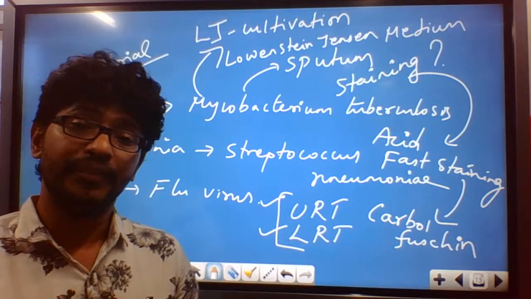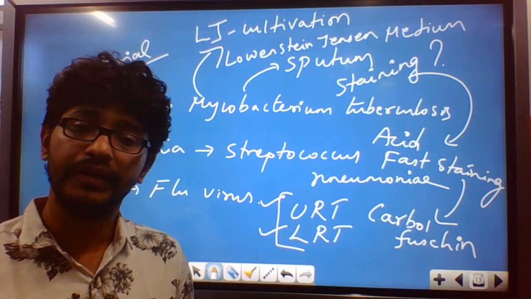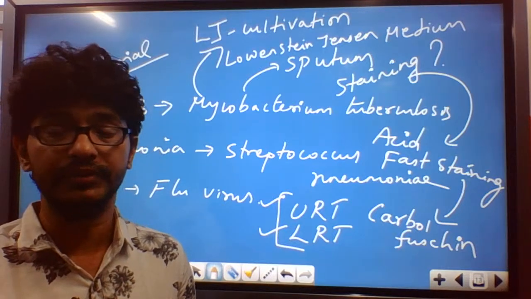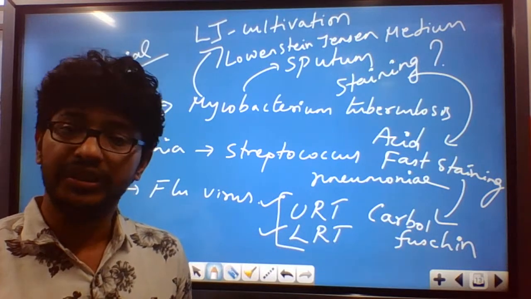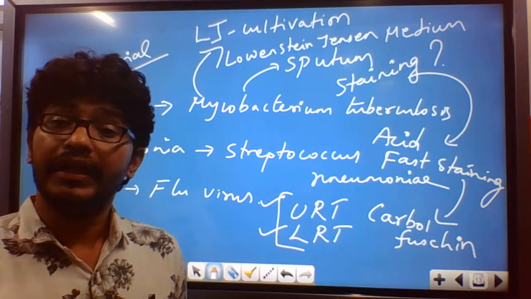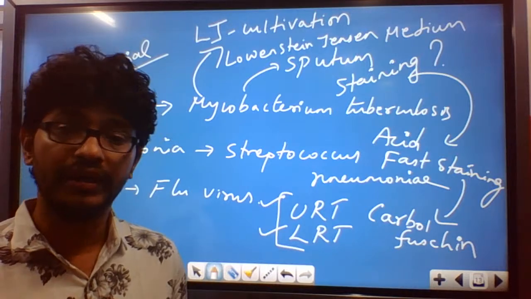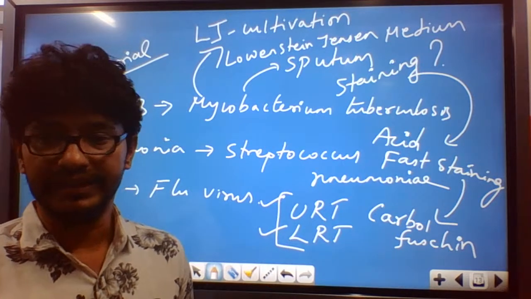But Mycobacterium leprae, that is Hansen's disease as we call it. Don't get confused between Mycobacterium leprae and Mycobacterium tuberculosis, because both come under the same genus. But Mycobacterium tuberculosis causes TB, while Mycobacterium leprae causes leprosy. Mycobacterium leprae has no connection with respiratory diseases.